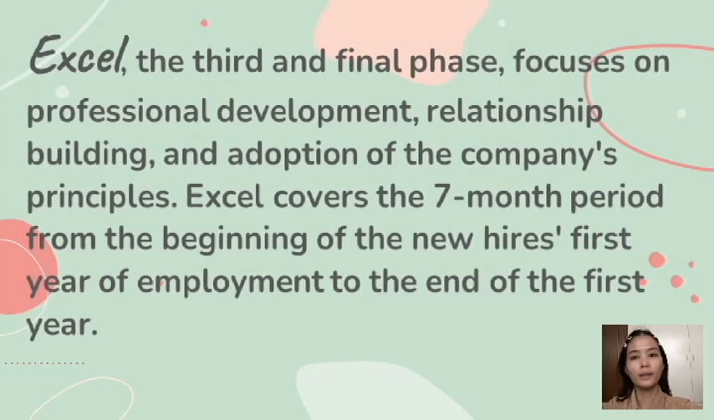Excel is the third and final phase, and it focuses on professional development, relationship building, and adoption of the company's principles. Excel covers the 7-month period from the end of Equip to the end of the first year. At the end of Excel, the employees receive their first annual performance assessment. Aside from the 3 phases, new hires have access to and are encouraged to use the company's social media and knowledge management tool, known as the onboarding community, to discover and share information via blogs, as well as participate in online activities and resources that support the onboarding program.